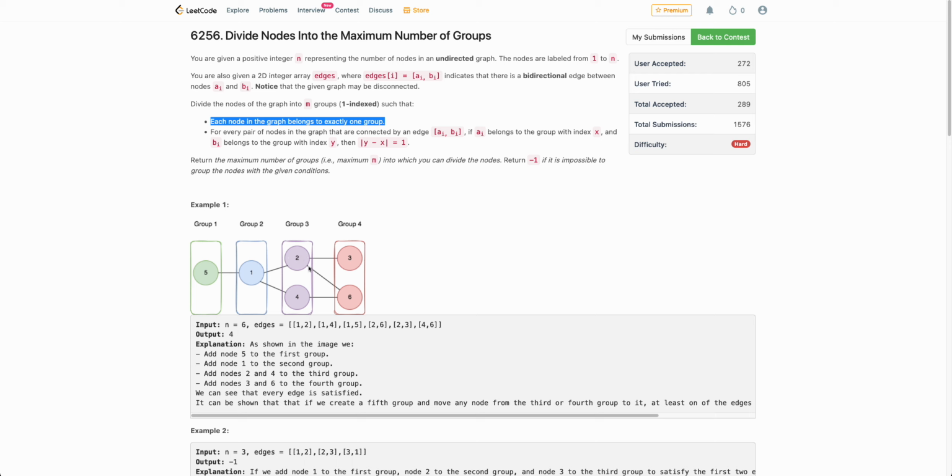You can see 2 and 6 are connected by an edge, and 2 belongs to group 3, 6 belongs to group 4. Similarly, 1 and 4 are connected by an edge, 1 belongs to group 2, 4 belongs to group 3. But if there was an edge from 1 to 3, then it would not be a valid partition, because 1 belongs to group 2, 3 belongs to group 4, and the difference between them is 2, so they are not adjacent. Hope you understand what the problem is asking: you have to determine the maximum value of m.